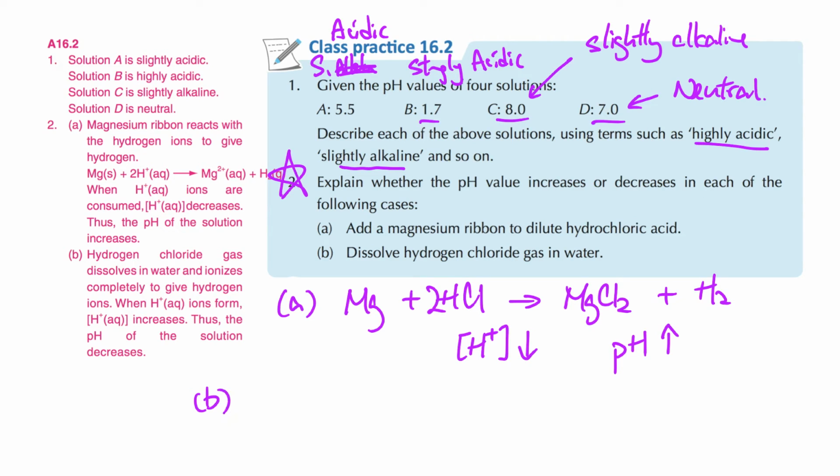Part B, when we dissolve HCl gas in water, when we add it into the water, actually it will ionize. So in this case, the H plus ion will increase. Therefore, pH should go down. Got it? Remember, this is a gas, not hydrogen ion. So if you just have some hydrogen chloride gas, you cannot measure its pH until you dissolve it in the water and form hydrogen ion.